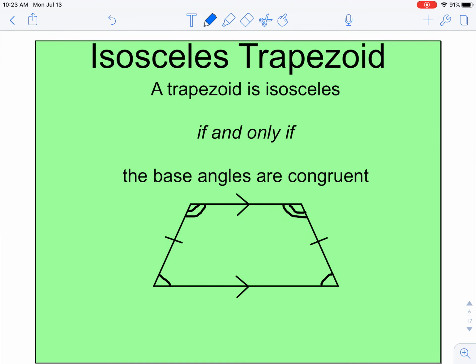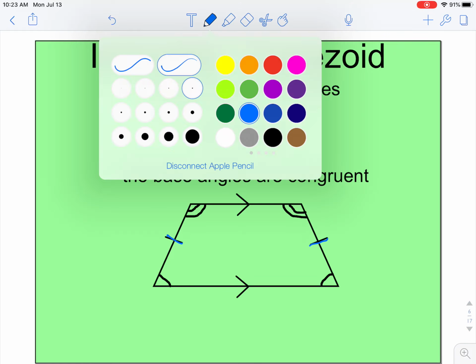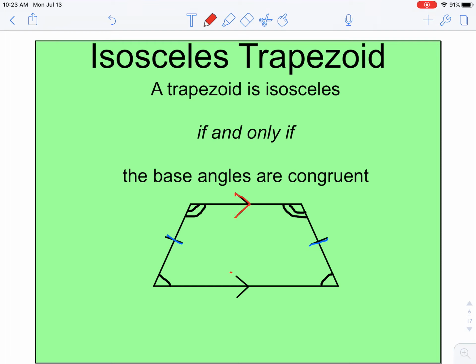And there are some certain features of isosceles trapezoids. So a trapezoid is going to be isosceles if and only if the base angles are congruent. In other words, that's a way to prove it's an isosceles trapezoid, besides the fact that you have this pair, these legs are congruent, and you can see that it's a trapezoid because you have exactly one pair of parallel sides. So if you're not given those things, and the base angles are congruent, then you know it's isosceles.